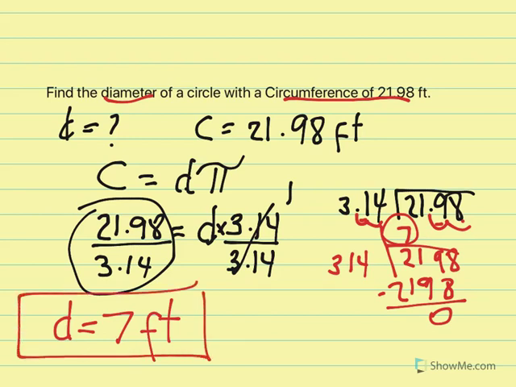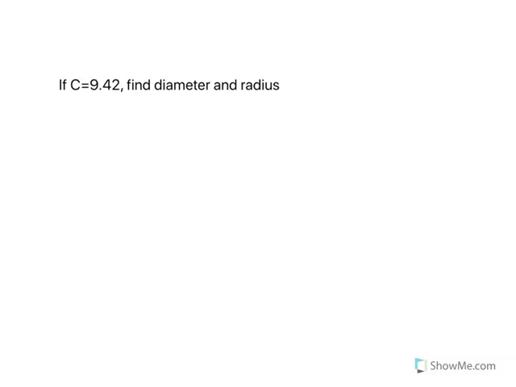Find the diameter of a circle with a circumference of 21.98. And that's my final answer, okay? Okay, now we have a different kind of problem here. C is 9.42? If you know that C stands for circumference, there we go.